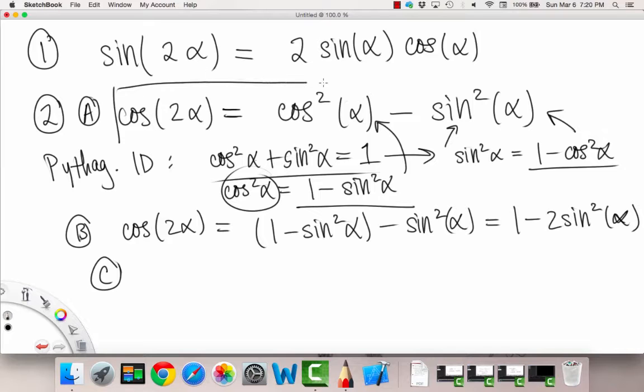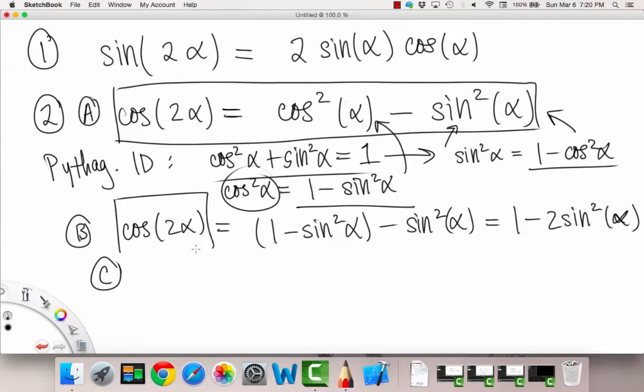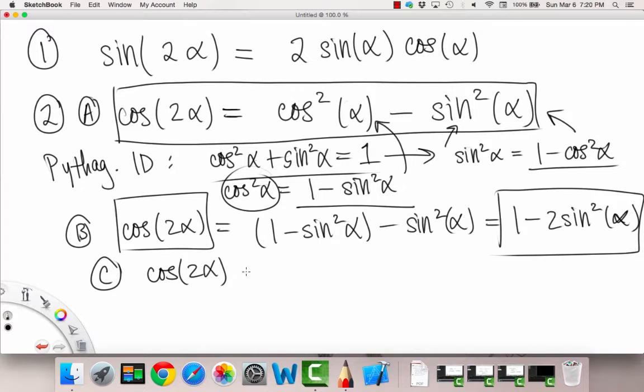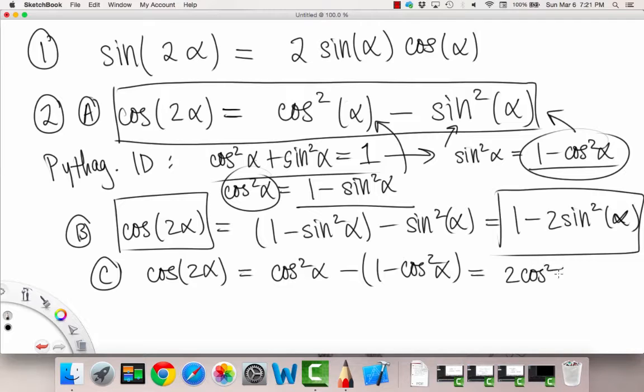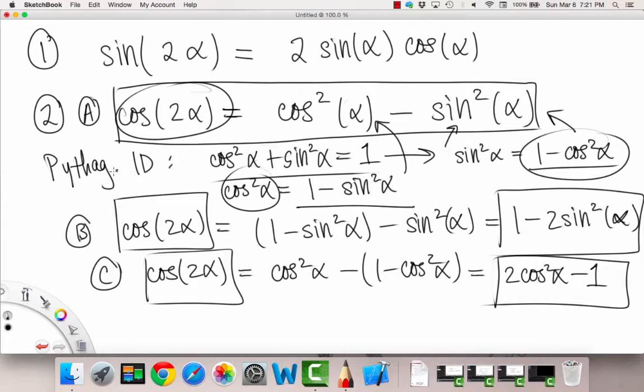So this is the first one. Let me just box that there so you don't lose track of it. Here's the first version. Here's version B. Cosine 2 alpha is equal to this guy. And now let's work with version C. So cosine 2 alpha is equal to cosine squared alpha, and then minus, and in for this sine squared, I'm going to plug in 1 minus cosine squared alpha. Okay, so this is going to be equal to 2 cosine squared alpha, and then minus 1. Okay, so here is version C of that same identity that we were using from the beginning.